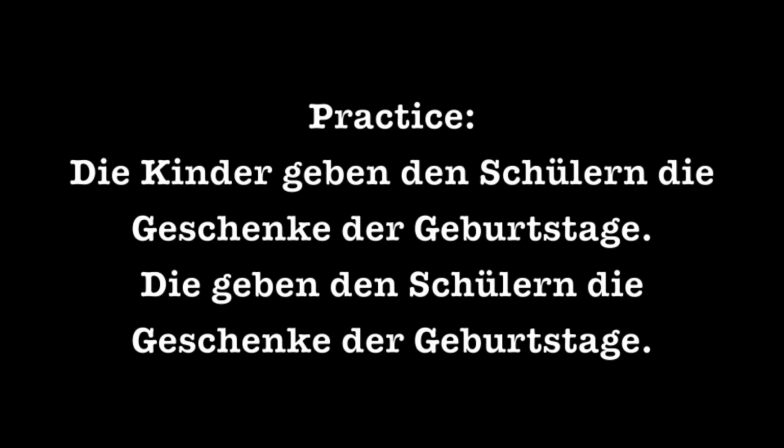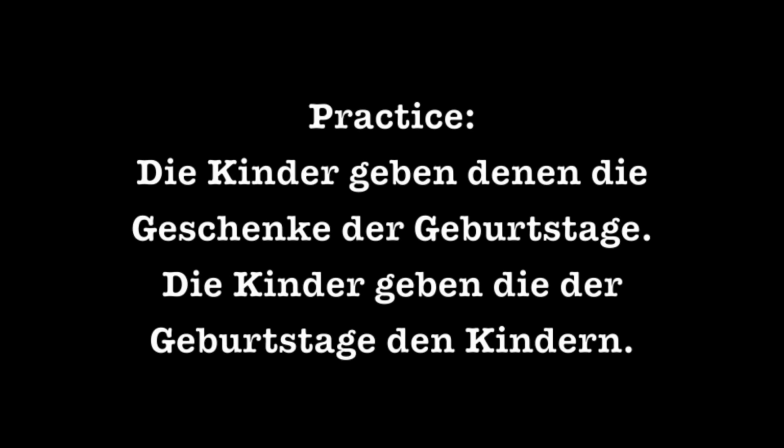If you wanted to take out the subject of this sentence, you would take out die Kinder and replace it with die. Die geben den Schülern die Geschenke der Geburtstage. It's as if someone asked us who gave the students the gifts, and we were answering, they did. If we were to take out the indirect object, den Schülern, we would replace it with denen, so the sentence would become, Die Kinder geben denen die Geschenke der Geburtstage. The children give them the gifts of the birthday. In this case, we are emphasizing the students. It's as if someone asked us, whom did they give the gifts? And we wanted to say, denen.